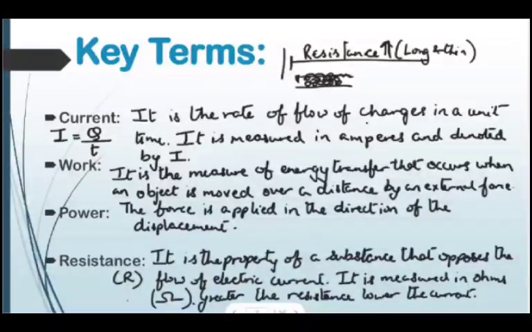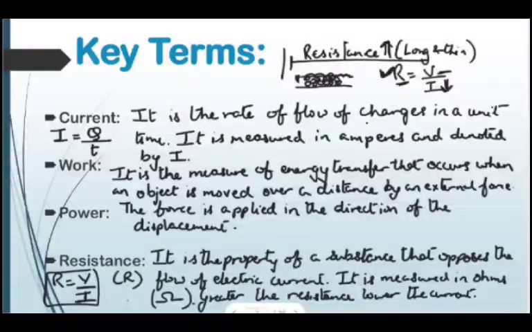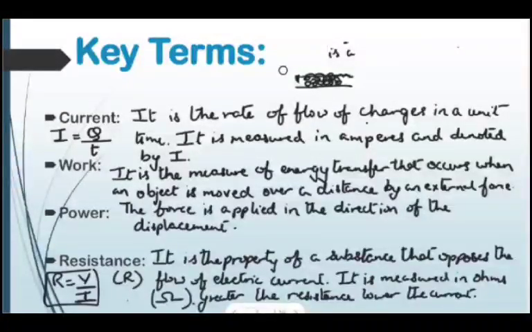What is the formula for resistance? Formula for resistance is the potential difference, which is denoted by V, upon an electric current. What does this denote, children? This simply denotes the resistance will be high. If the resistance is high, the current flow will be slow. If the resistance is high, the potential difference will also be high. Got it, children? Okay.